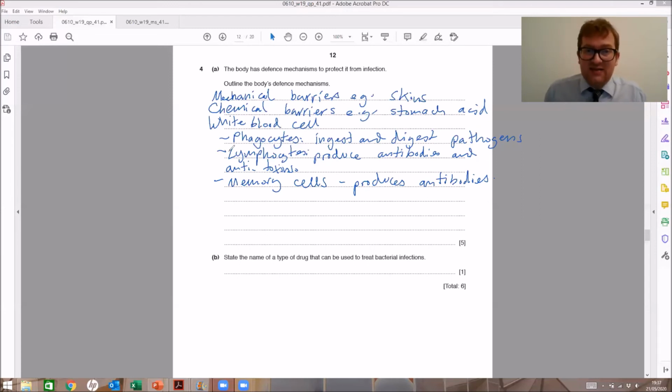Now that is enough to give you your full 5 marks. You could give other varieties of examples and explain it if you really wanted to, but it's not necessary. It just says outline, and outline requires just a brief answer of listing the body's defense mechanisms.